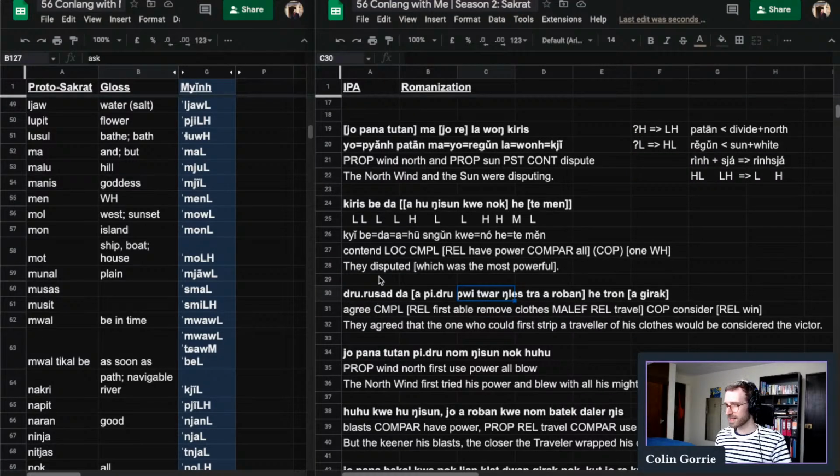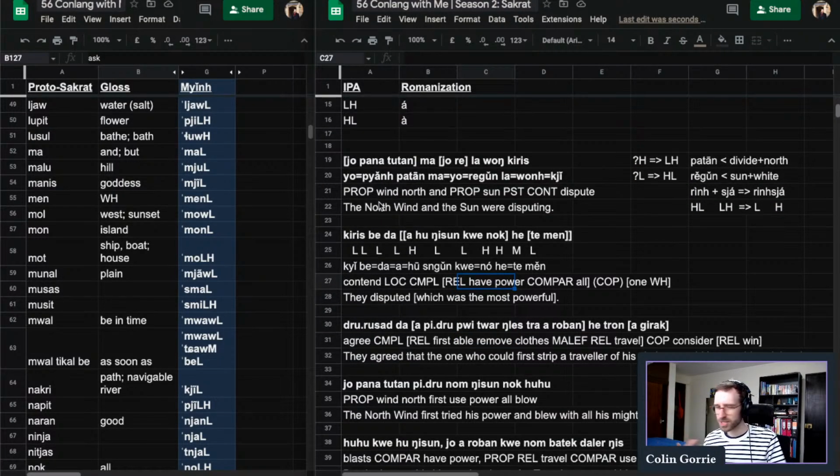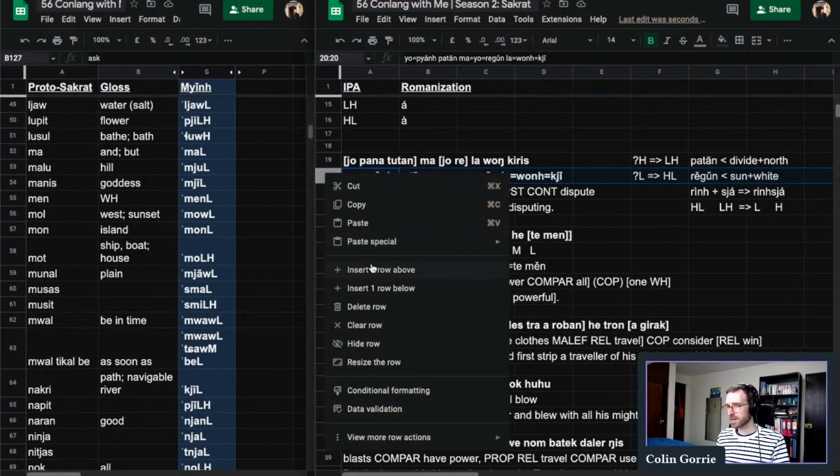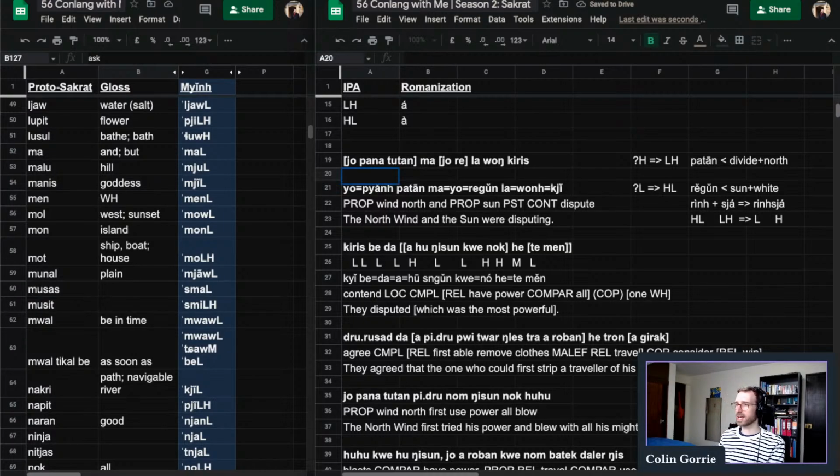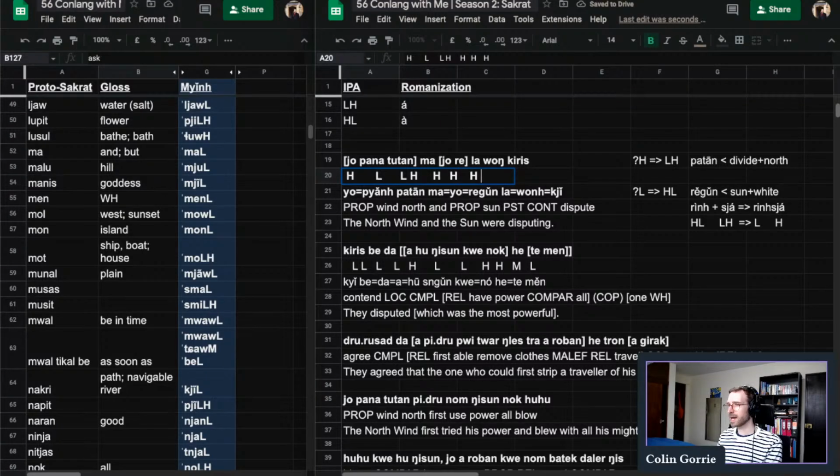Alrighty. Okay, this is kind of cool. Let's do the same thing with this first phrase so we can see what the tones are like. So this is high, low, low, high, high, high, high, low, high, high, low. So we have yo pian patan mayore gun lawon ki. I'm probably being overly sing-song, but I'm trying to make sure that the contrasts come through adequately over the stream. Okay, and I don't think I could do any better.